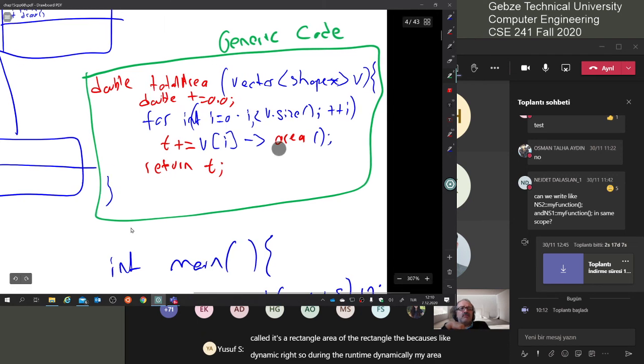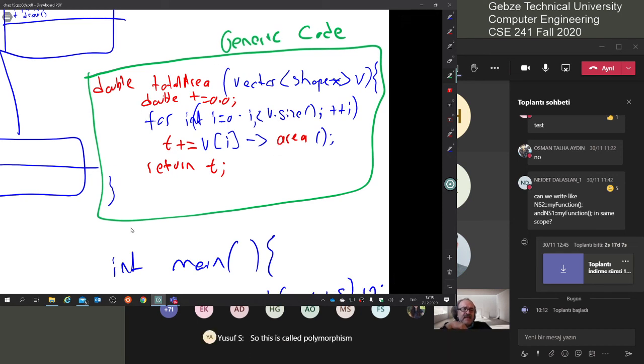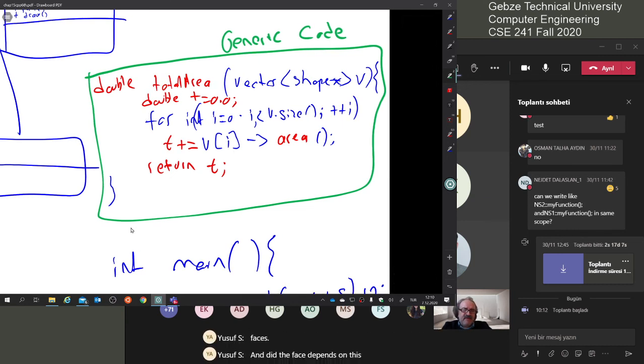So this is called polymorphism. Poly means many, morph means shape, many shapes. So during the runtime, my shape changes or my face changes. Maybe I shouldn't say shape because you are going to get confused. Poly means many, morph means face, many faces. So this area has many faces, and the face depends on this vi. That's where polymorphism comes from.